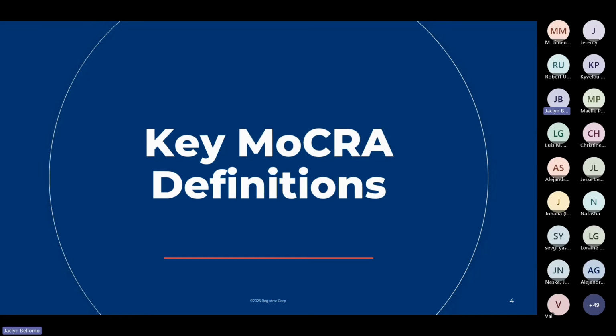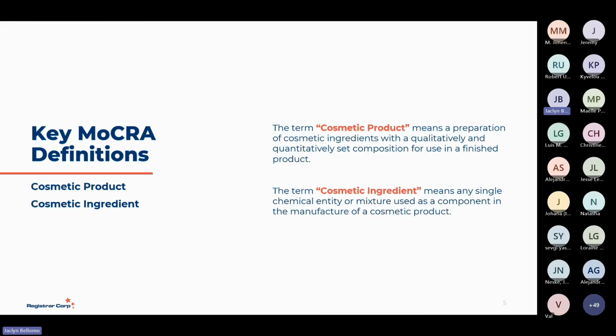So, some key MoCRA definitions. In MoCRA, there were some updates to some existing definitions. Identifying what will be considered a cosmetic product is an important definition, as this determines the regulations that you will need to follow for compliance, especially under GMPs.